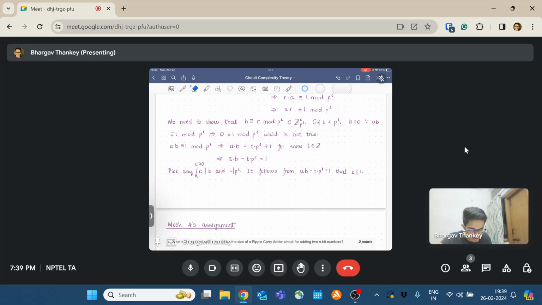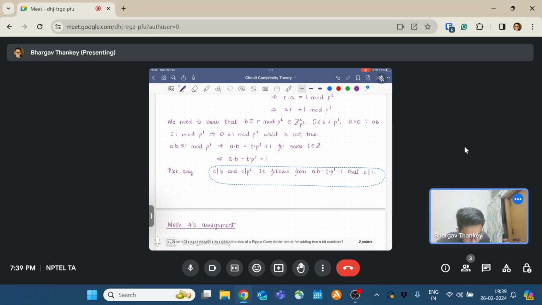So, what's the only C greater than or equal to 0 which divides 1? It's 1 itself, right? So, what have we shown? We have shown that any common divisor of B and P to the L must be 1, and therefore the greatest common divisor must be 1, right? So, is this fine?